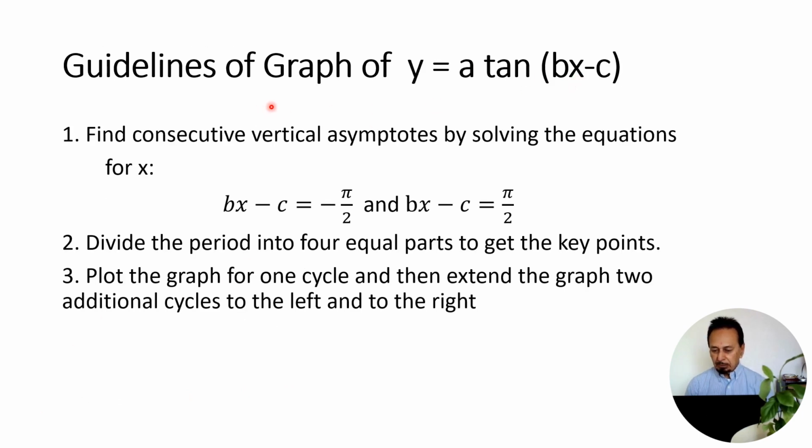How to graph y equals a times tangent of bx minus c. First, find the consecutive vertical asymptotes by solving for x: set bx minus c equal to minus pi over 2 and bx minus c equal to pi over 2, and solve for x. Second, divide the period into 4 equal parts to get the key points, then plot the graph for one cycle and extend the graph 2 additional cycles to the left and to the right.